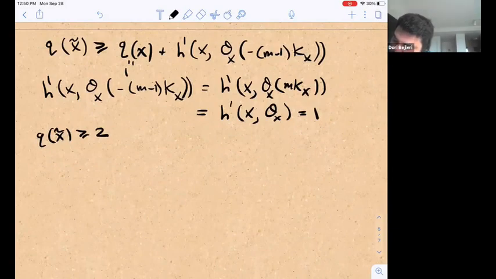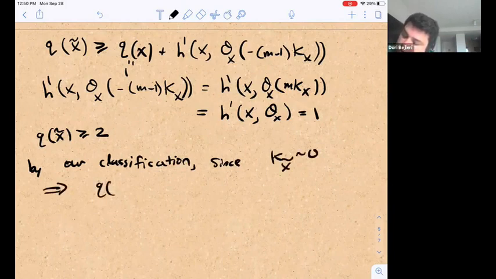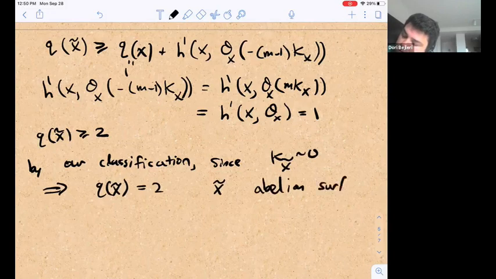Okay, so by our classification, since Kx itself is 0, then Qx is 2, and x tilde is an abelian surface. Okay, but then we're not totally done. Now we want to show that this x tilde is actually just a product of elliptic curves.